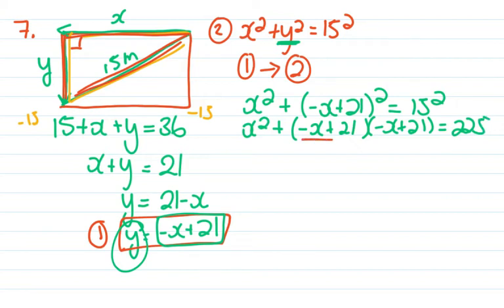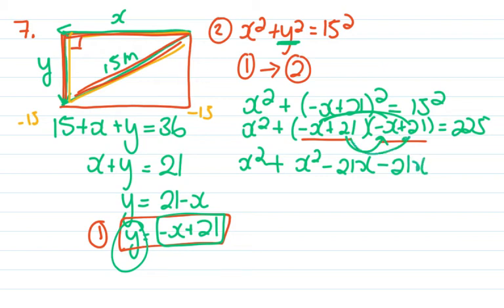Now I need to expand out these two brackets. So I have x squared plus negative x times negative x would be positive x squared, because a negative times a negative is a positive. Negative x times 21 is negative 21x. 21 times negative x is negative 21x. 21 times 21 is 441. And that all equals 225. Now I'm going to simplify the left side and subtract 225 from both sides so that the whole thing equals 0.